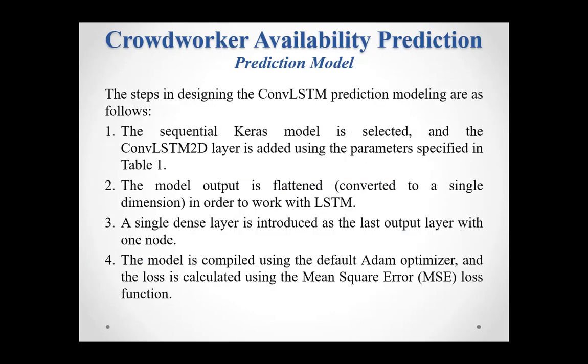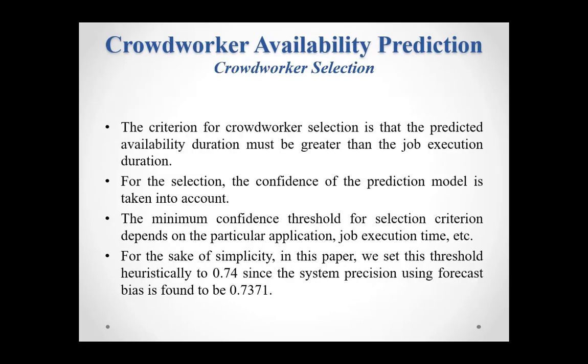So the steps in designing the conv LSTM prediction modeling are as follows. The sequential Keras model is selected, and the conv LSTM 2D layer is added with the parameters as we have discussed in table number 1 in the previous slide. The model output is flattened, converted to a single dimension in order to work with LSTM. A single dense layer is introduced as the last output layer with 1 node, and the model is compiled using the default Adam optimizer, and the loss is calculated using the mean square error loss function.